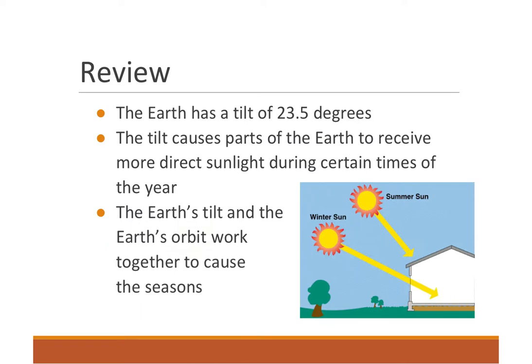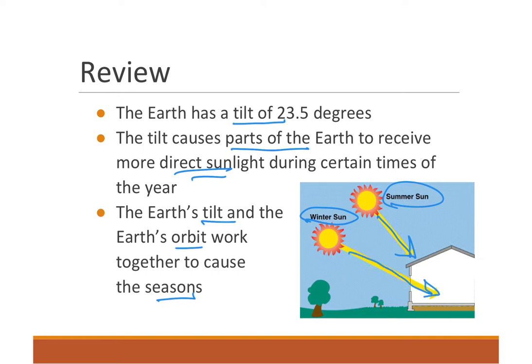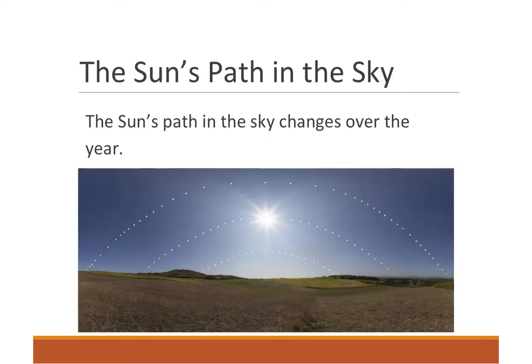So just a quick review. As you learned in the video on the seasons, the Earth has a tilt of 23.5 degrees off perpendicular, and this tilt causes parts of the Earth to receive more direct sunlight during certain times of the year, and the tilt and the Earth's orbit work together to cause the seasons. And so more direct sunlight is what we see in the summer. It heats up the Earth more and gives us warmer temperatures, and less direct light, or indirect light, comes in the winter. It comes in at a lower angle and it doesn't heat up as well.